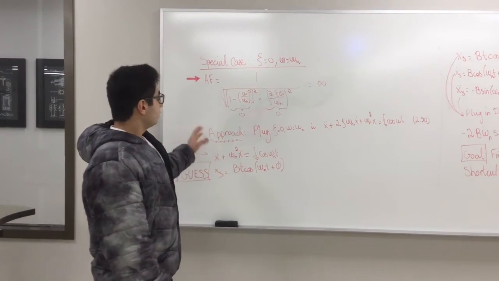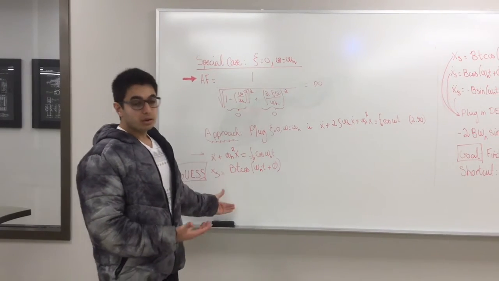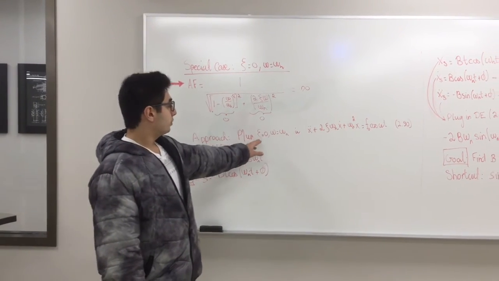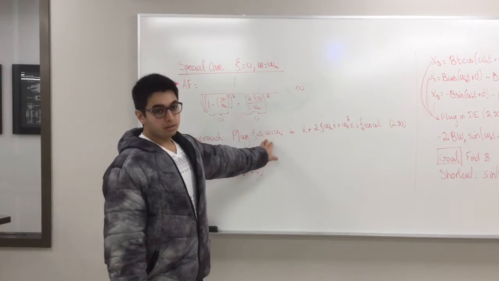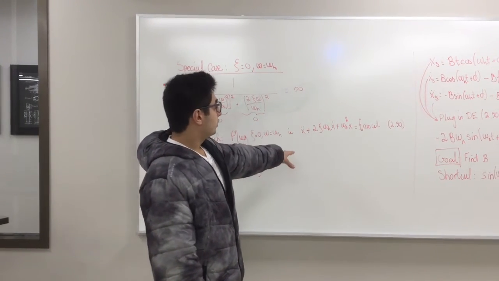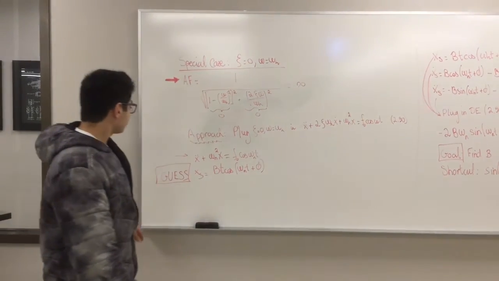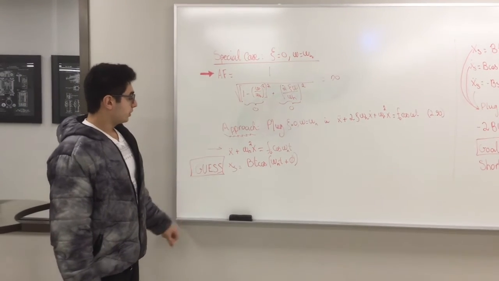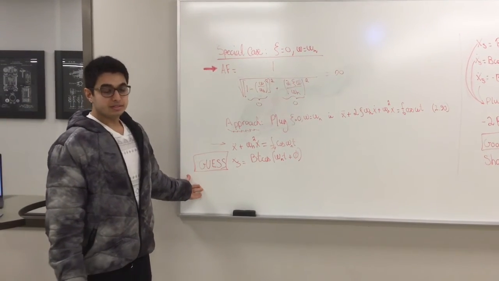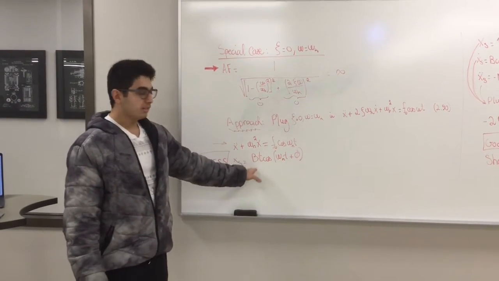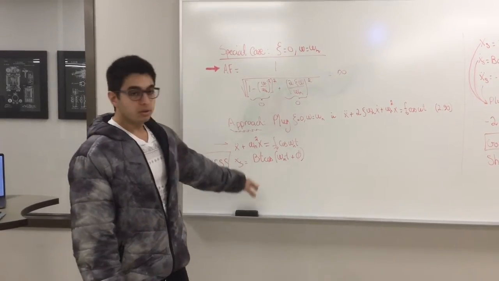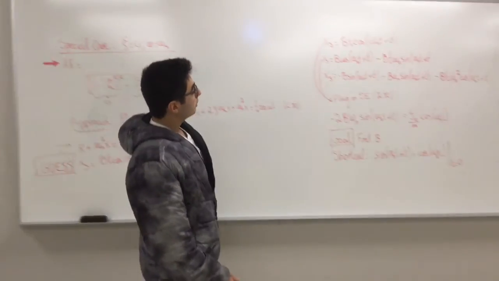And the approach when you encounter that problem is to plug in the damping ratio equals 0 and omega equals omega n into equation 2.90 in our text, which will give you this equation. And then you have to guess a steady state solution of b times t times cosine of omega n t plus phi.